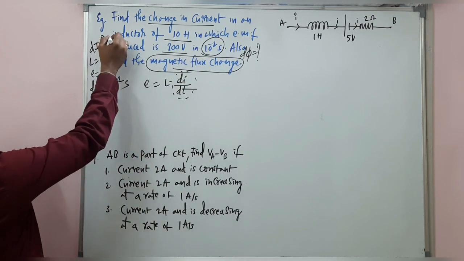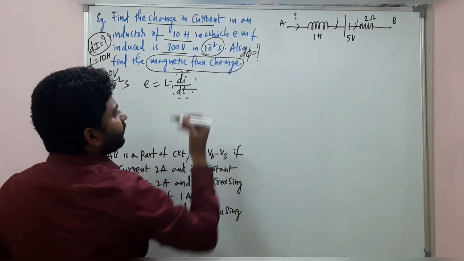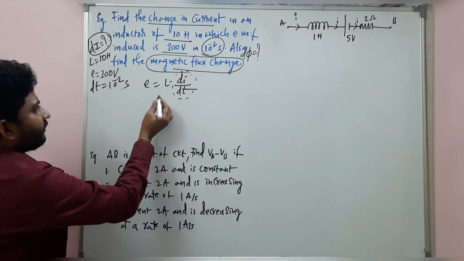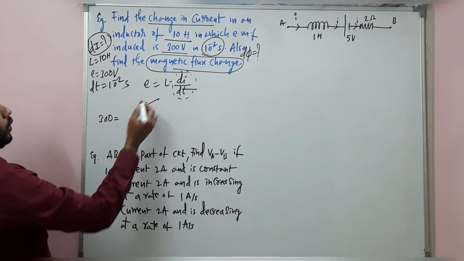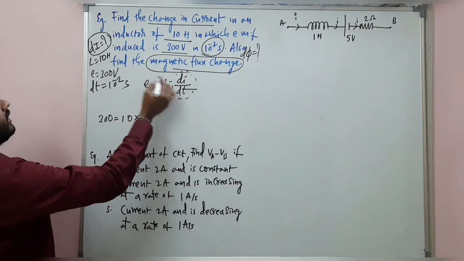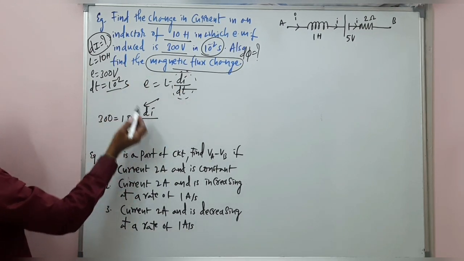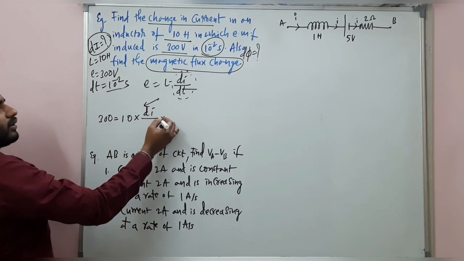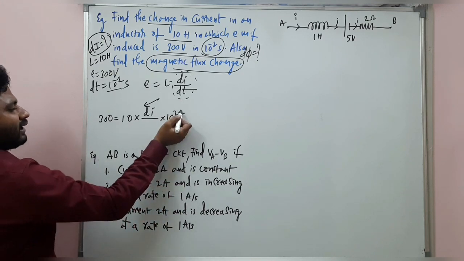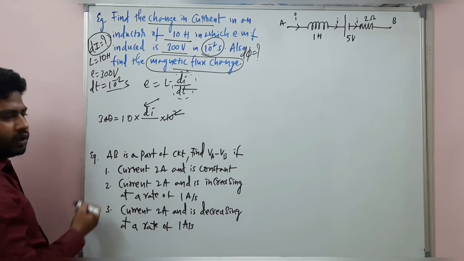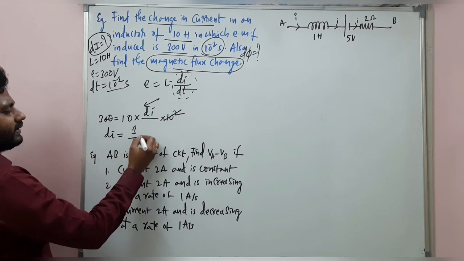Just now, find the change in current. See, there are two aims here. We need to find dI, and d phi also. Let's find dI first. E is 300, which is equal to L, which is 10, into dI, which is unknown, by dt. dt is 10 raised to minus 2. When it goes to the numerator, it will be 10 raised to 2. So the 10 raised to 2 cancel. From here I can write the dI value is equal to 3 by 10 ampere.